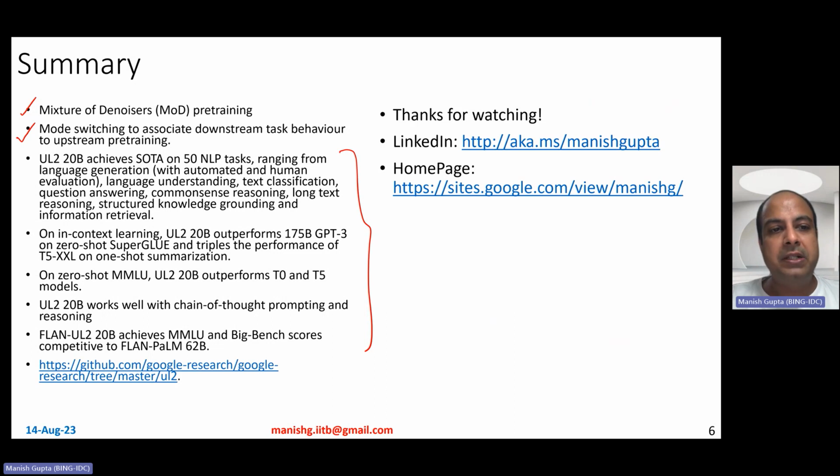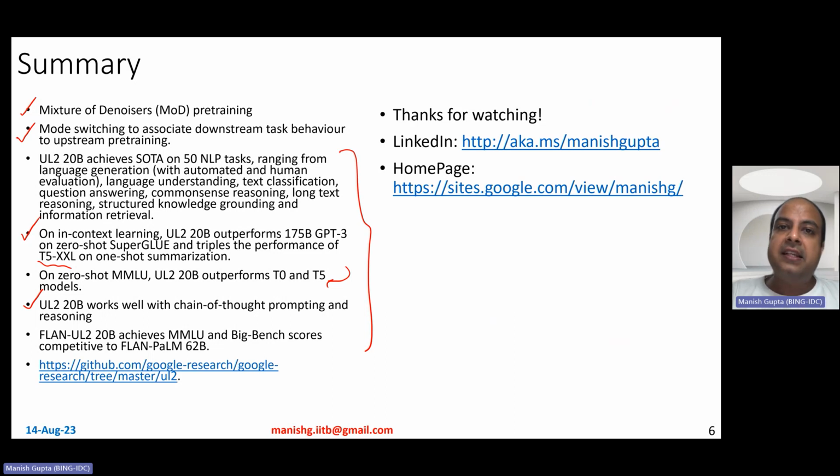I didn't really talk about which tasks, but they range from language generation to language understanding, text classification, question answering, common sense reasoning, long text reasoning, structured knowledge grounding, and so on, and even information retrieval. Right. UL2 responds to in-context learning. In fact, it outperforms 175 billion parameter GPT-3 model on zero-shot superglue, and it is 3 times better compared to the T5 XXL model on one-shot summarization. Right. On zero-shot MMLU, I did not talk about it earlier, but UL2 20 billion actually outperforms T0 and T5 models. UL2 20 billion also works well with chain of thought prompting and reasoning, along with self-consistency as well.